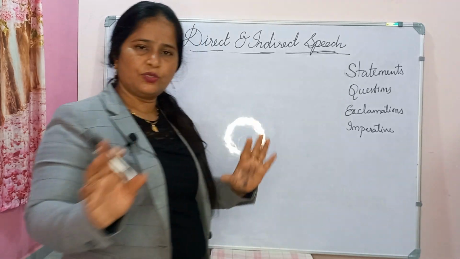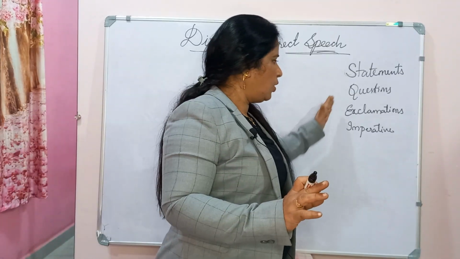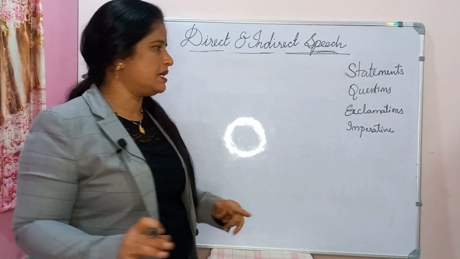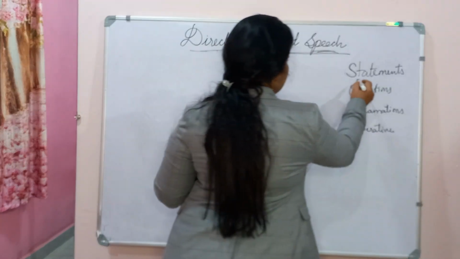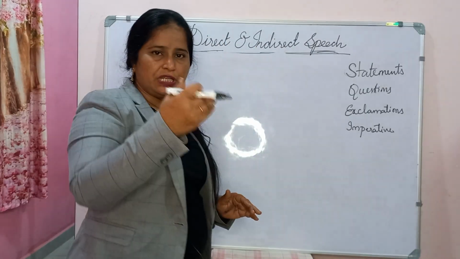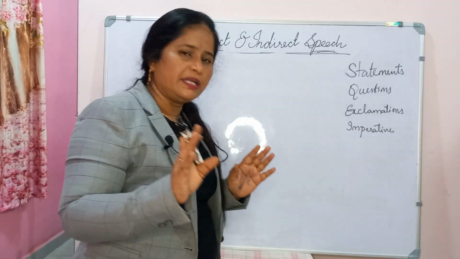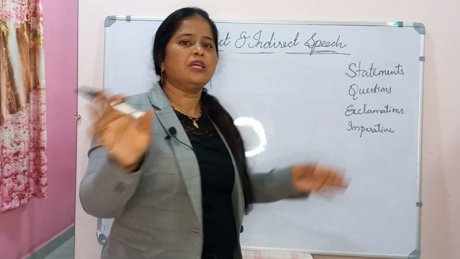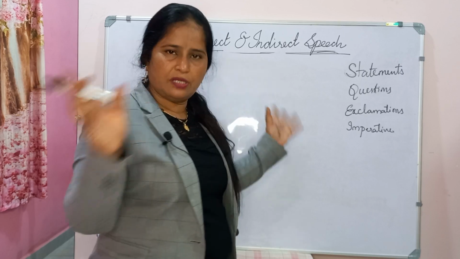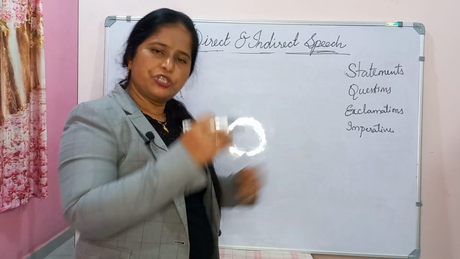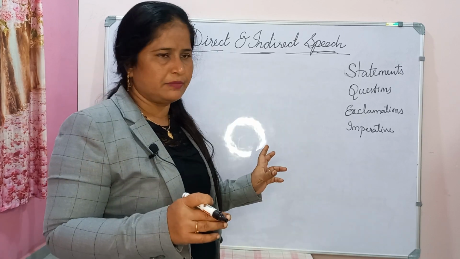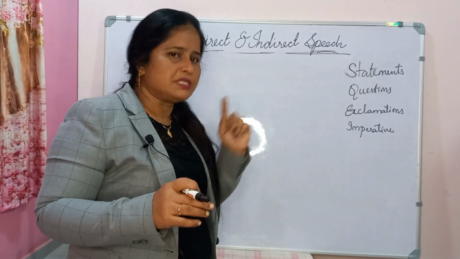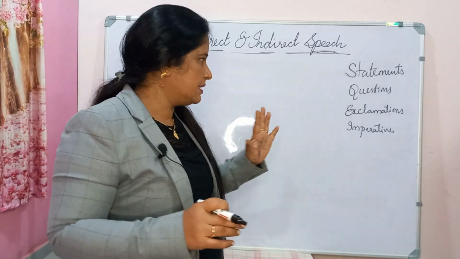Now we all know that we have four kinds of sentences. The sentences which give statements are the declarative or assertive sentences. Means, I am a teacher, you are listening, this is a room, we all learn well, we wish to progress. All these are statements. So how do we change these statements into indirect speech is one.